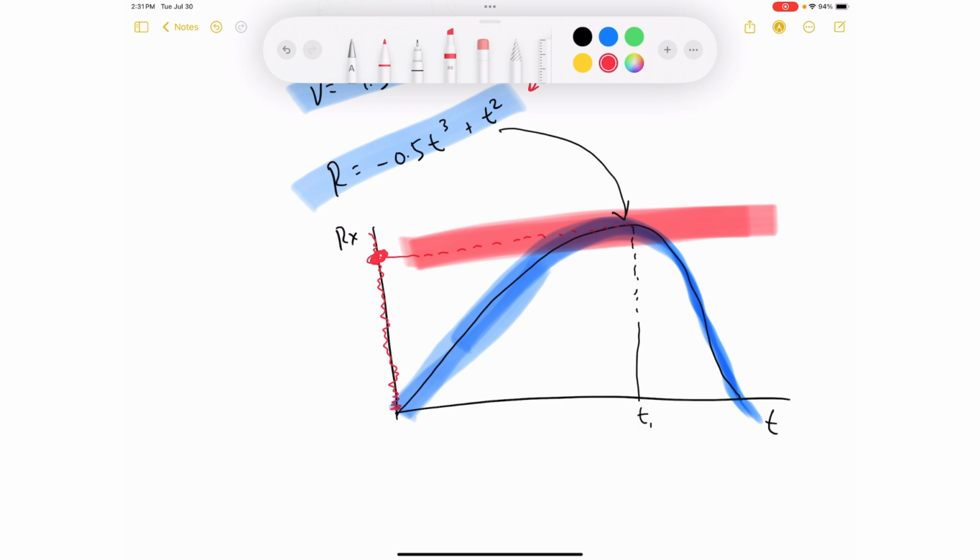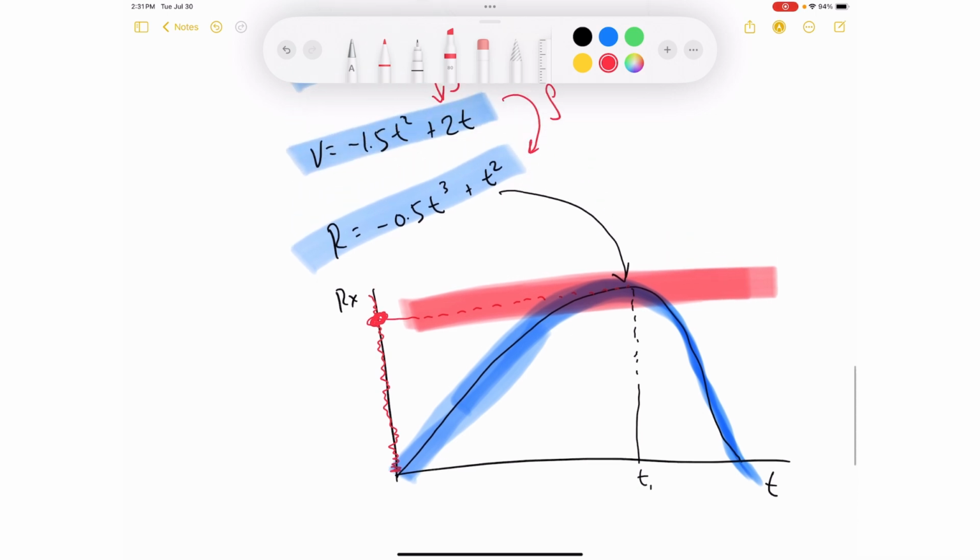So what you could do is ask where the slope is 0. Well, the slope is the velocity. So I want to take the velocity. Velocity is negative 1.5 t squared plus 2t. And I want to know where negative 1.5 t squared plus 2t equals 0. What time is that? Time will pop out. If you solve this, you get a t of 1.33 seconds. So this is the time.